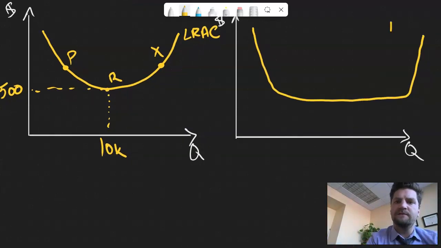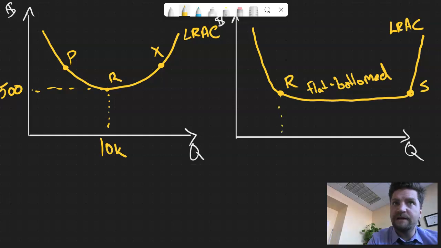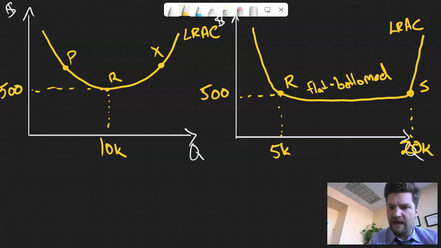So long run average cost curves can also look like this, right? In this case, this is what's called a flat bottomed long run average cost curve. The firms can essentially produce at any of the quantities in between these points. So they could produce from 5,000 to 20,000, and they're all going to essentially have that same $500 average total cost. So firms producing less than 5,000 or greater than 20,000 are going to face higher average costs and then be unable to compete.